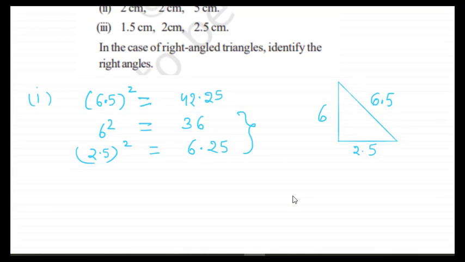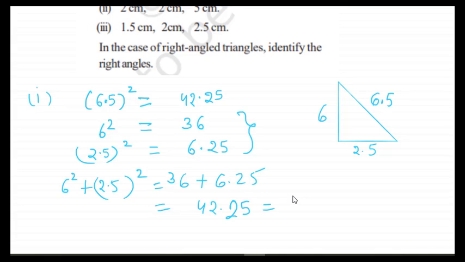Okay, so now what you have to do, we will simply add the squares of the smaller two sides. So these are the smaller two sides, then the sum of these squares will be 6 square plus 2.5 square, which will give you 36 plus 6.25. So after adding it will be 42.25. So that means that is equals to the square of the third side. So you have verified your h square equals to p square plus b square for this question. So you can say, so it is a right triangle.